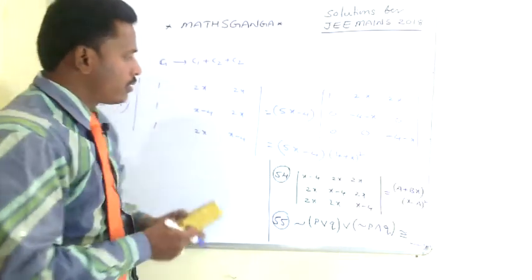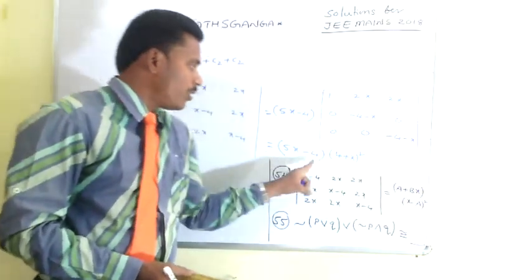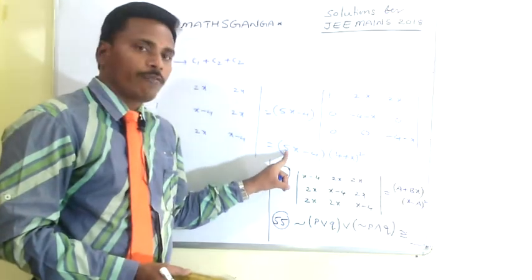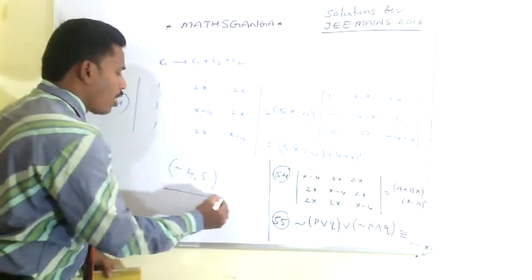Okay, then finally, it is given in the form of (a + bx)(x - a) whole square. If you compare this with this expression, clearly the value of b is 5 and a is -4, and your answer is -4, 5.